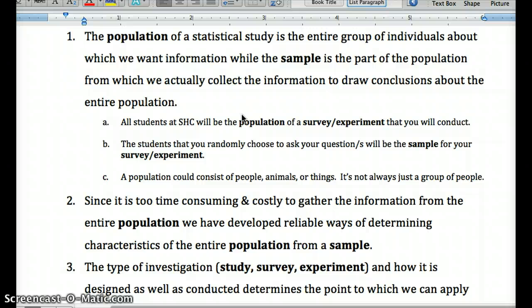So a population could be people, in the case of your project. It could be animals or things, depending on what we're investigating. It's not always people. So it's important to differentiate between population and sample. Now, the reason we have a sample is because it's usually too costly and time-consuming to gather information from the entire population. So we want to gather a small piece of information that could give us a picture of what's really going on.